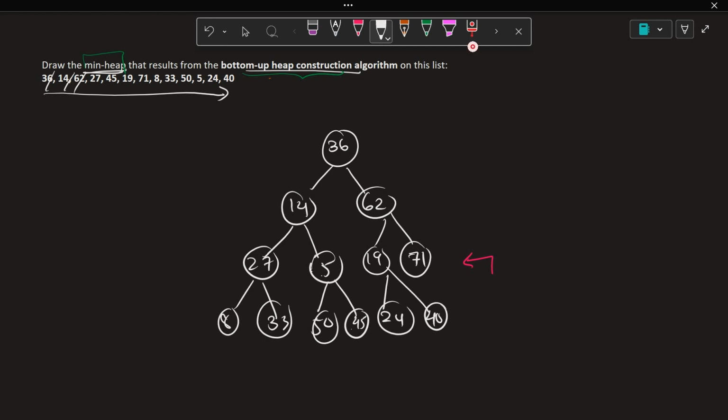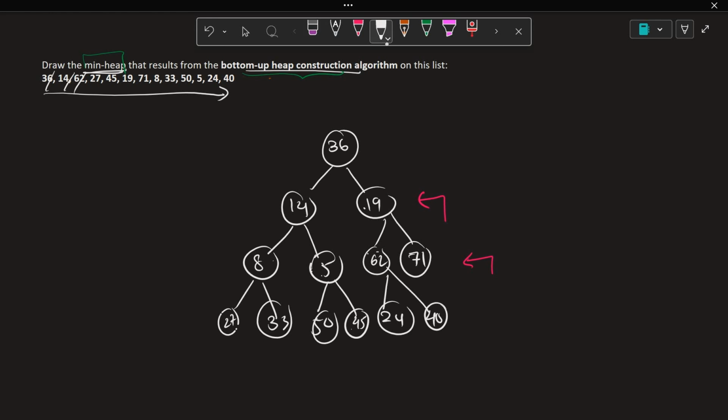Now we move to the next one. The next one we have is 27, so 8 is going to be swapped with this one, because 8 is smaller. So let's do this. Now you're good with this one. Now we move above and perform the same thing. Is the parent smaller than its child? No, 19 is smaller, so you swap 9 with 19.